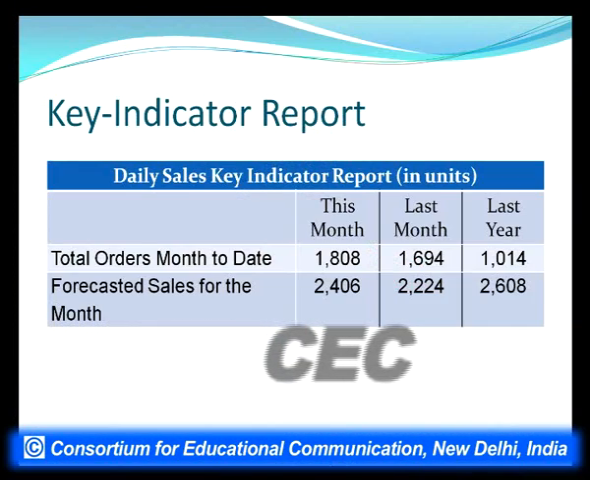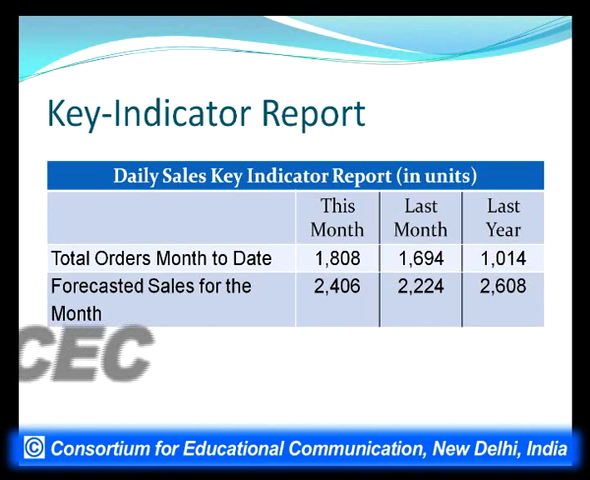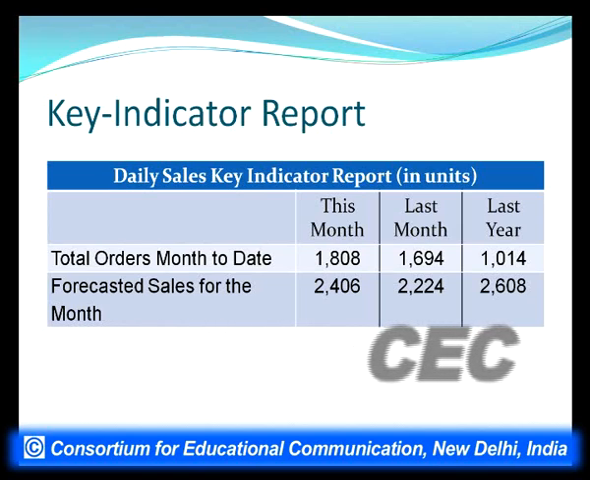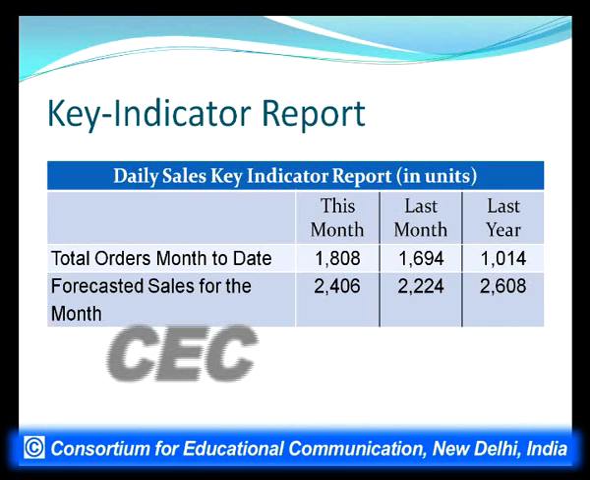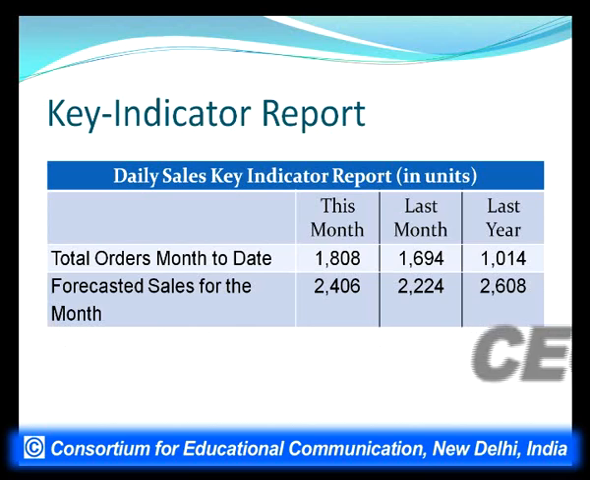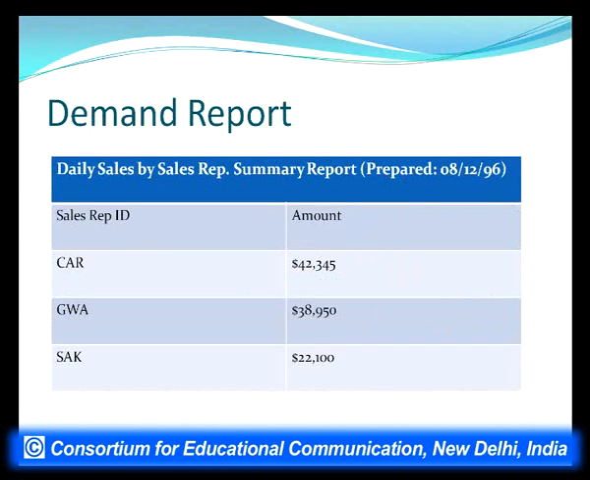Now the second example is a key indicator report. You can see it is a daily sales key indicator report and it is given in units. Total orders month to date and forecasted sales for the month are given. You can compare this month's position, the last month's position, the last year's position, and compare these columns as well. So this is a key indicator. Sales, or orders, are the key indicator for an organization, so they are very important.